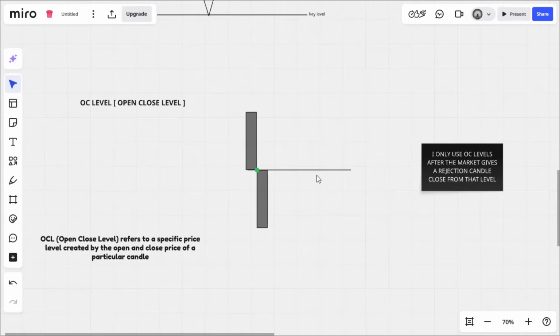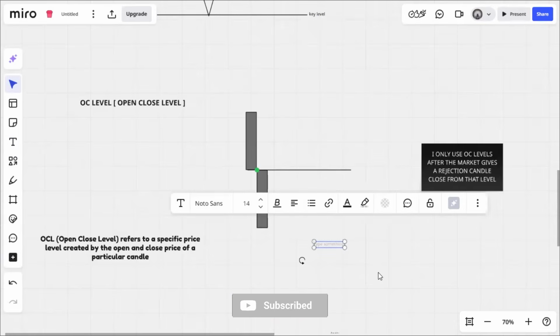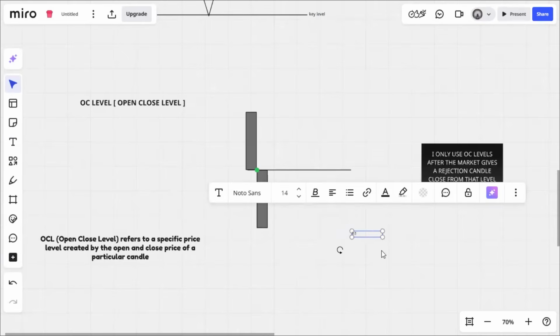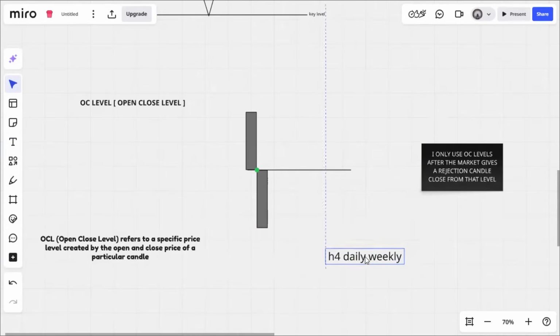I normally don't trade OC. I told you that, because there are so many levels. There are so many OC levels you're going to spot, and it's hard to find the correct one actually. I'm only going to look for OC levels in H1, H4, daily, and weekly. Or not even H1, just H4, daily, and weekly, because these are the time frames that I can trust. That's why I use OC levels only in these time frames.